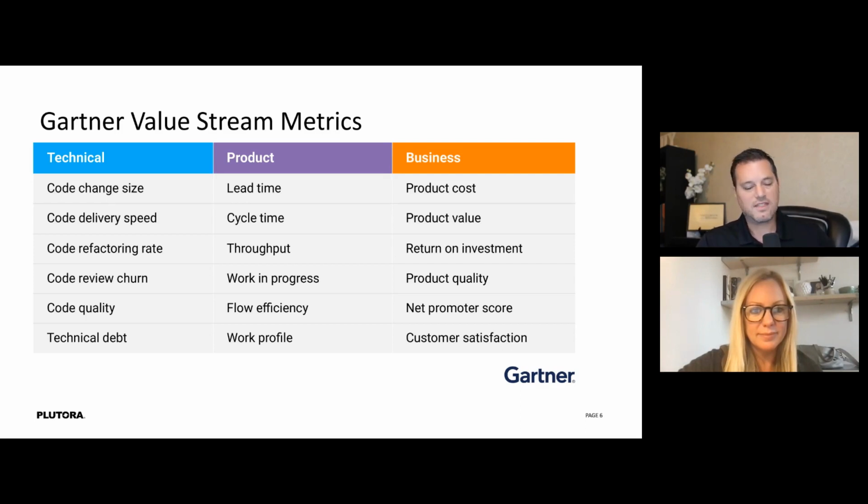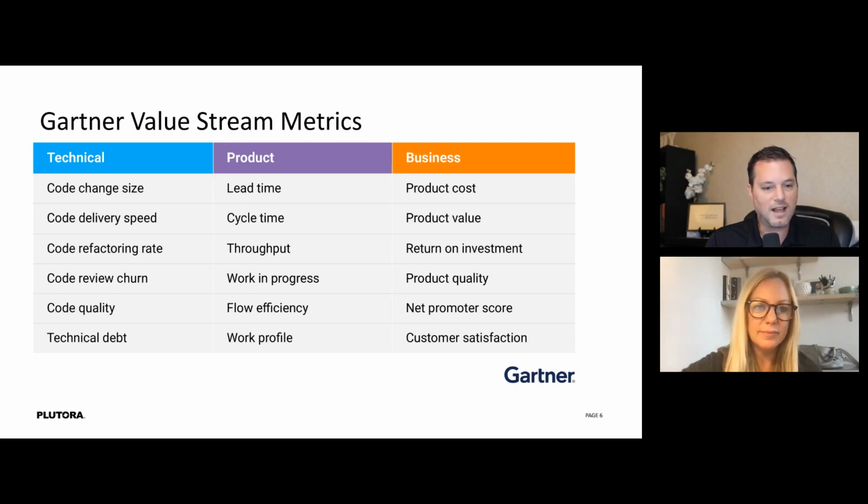Flow efficiency, I think, is purely a calculation of how much time do things sit at a waiting state versus being worked on. There's a ratio and a little bit of math involved, and it's never going to be 100%, but it's good to evaluate how well are we doing so that teams can say, well, how do we get better at stopping handoffs? And then work profile.